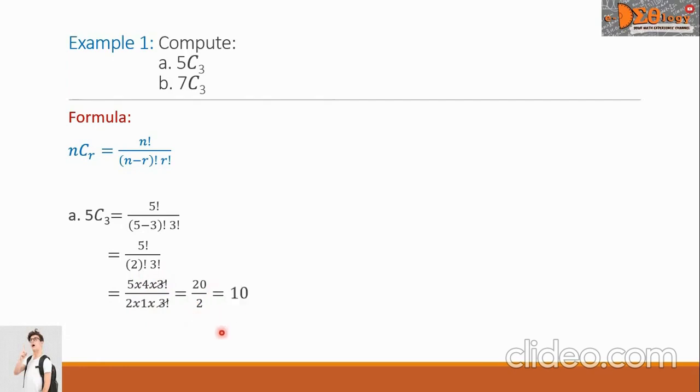And the quotient will give us 10. This is the combination of 5 items taken 3 at a time. Let's proceed with problem B. 7 items taken 3 at a time. This is equal to 7 factorial over 7 minus 3, then factorial times 3 factorial.